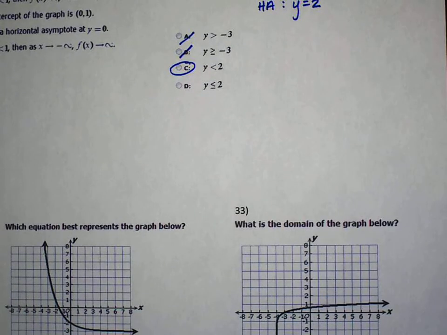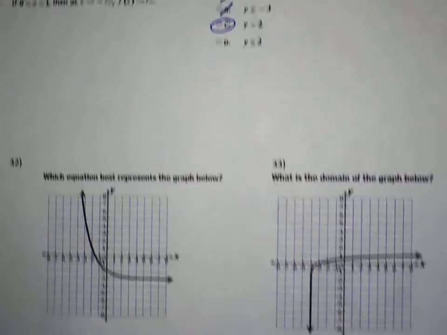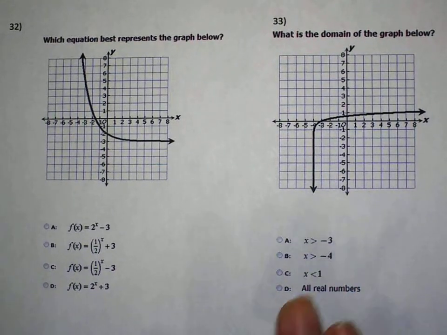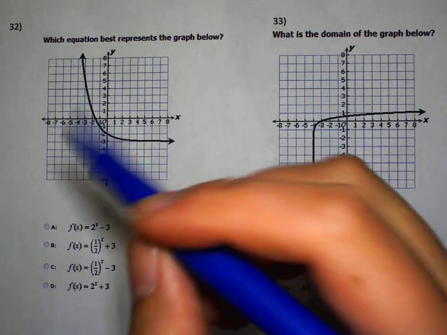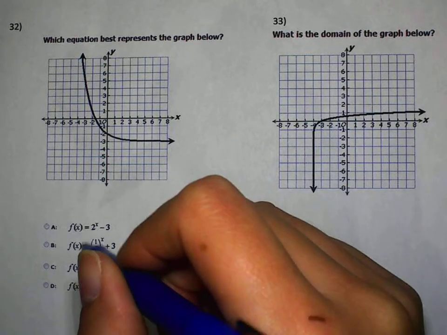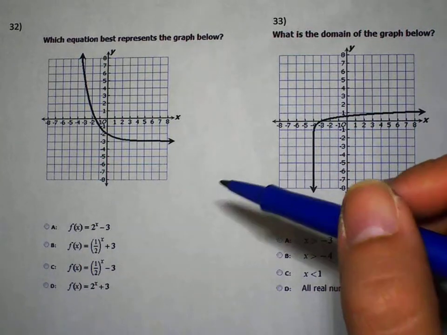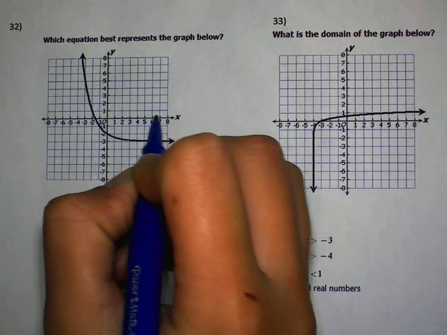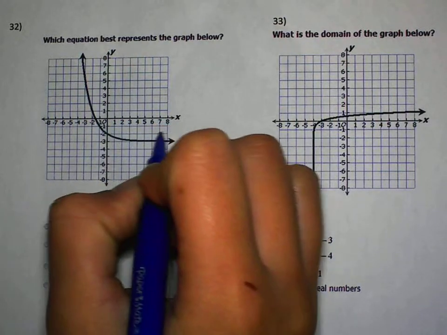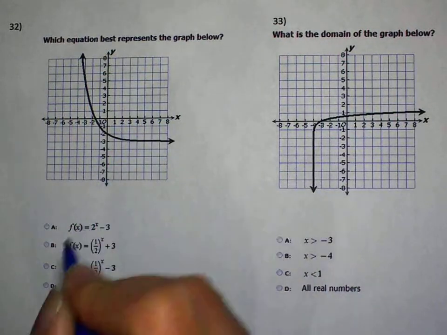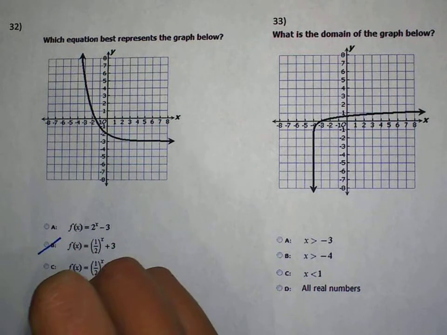Okay, so let's take a look at number 32 and 33. Which equation best represents the graph below? So a lot of times people would actually try to figure out, okay, what can I do? A lot of people just stare at this. So what I notice is, remember how your horizontal asymptote usually is at 0? Well, it actually is now at -3. So that means it has to have a -3 at the end. So I'm going to cross out B and D.